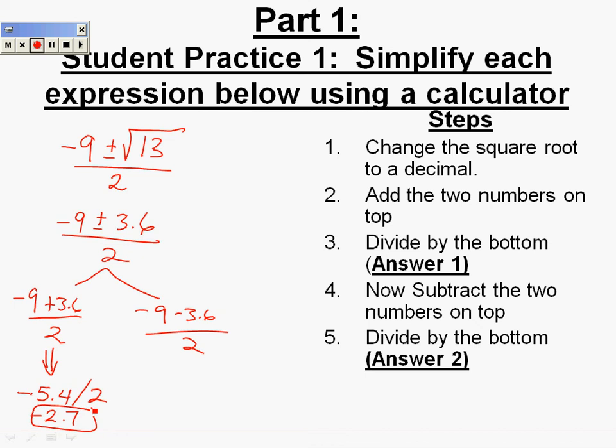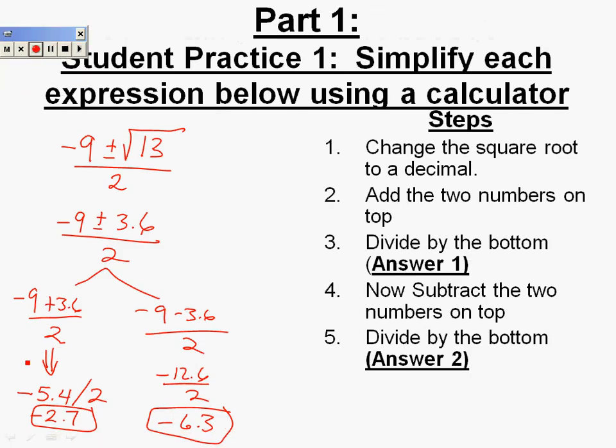Let's go ahead and move on to the next one. Negative 9 minus 3.6. Chantier, what did you get for negative 9 minus 3.6? Negative 12.6. And if we divide that by 2, we should be getting negative 6.3, right?